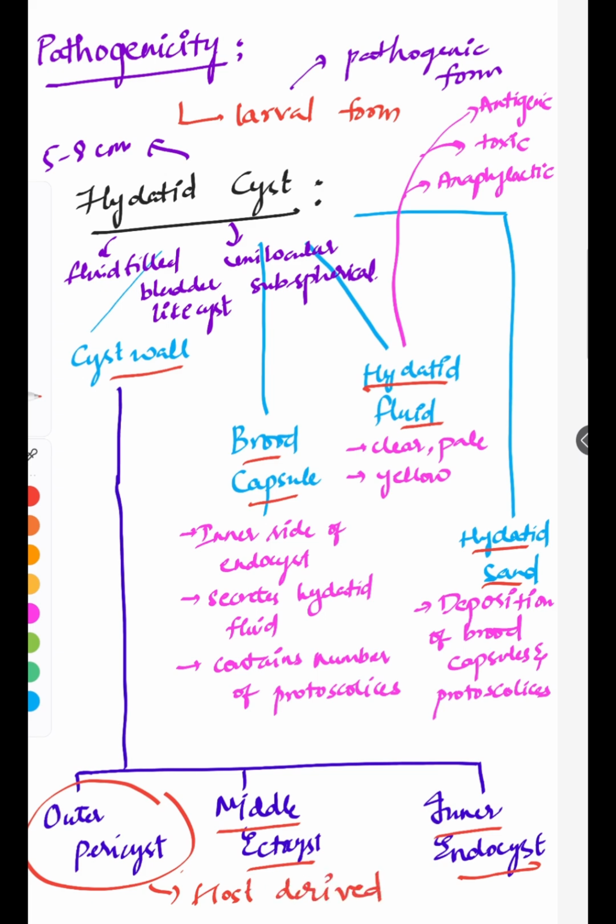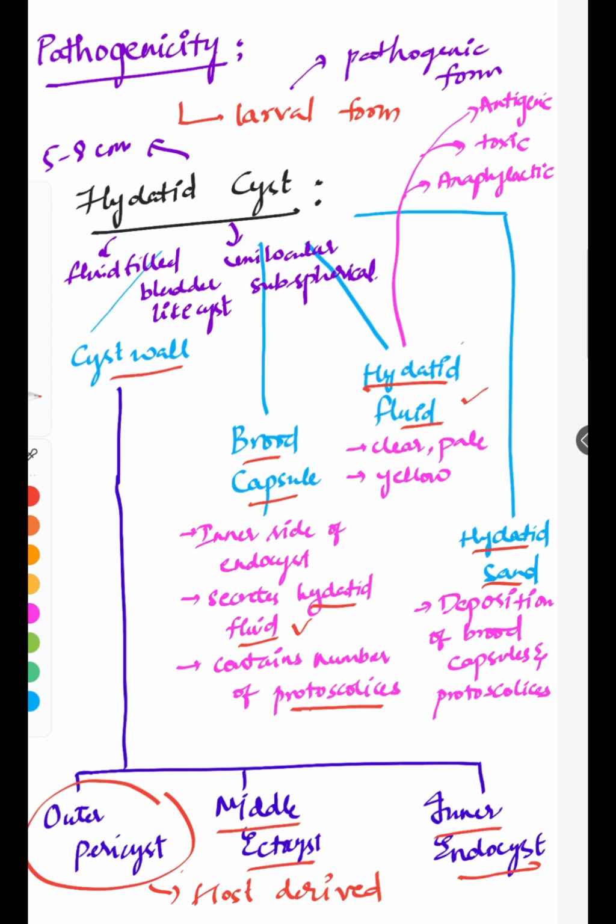Next coming to the brood capsule. So how is the brood capsule formed? The inner side of the endocyst will give rise to your brood capsule. And what is the main function of the brood capsule? It secretes the hydatid fluid, and it also contains a number of protoscolices. Next coming to the hydatid fluid.